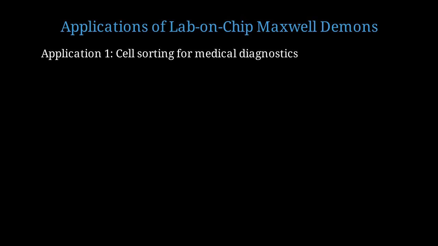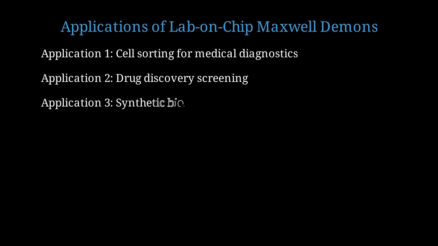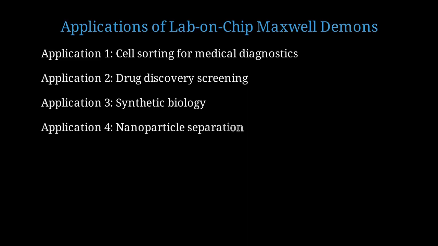Despite the thermodynamic costs, these systems are incredibly useful. Let's look at some applications. Cell sorting is crucial for medical diagnostics. We can sort rare cancer cells from blood samples, separating one target cell from millions of normal cells. In drug discovery, we can sort cells based on their response to different compounds, identifying promising drug candidates. In synthetic biology, we can sort engineered cells based on their behavior, selecting for desired traits. We can separate nanoparticles by size, shape, or composition for material science applications.